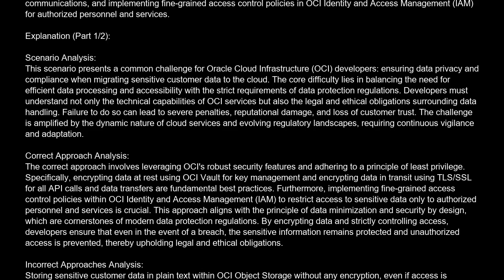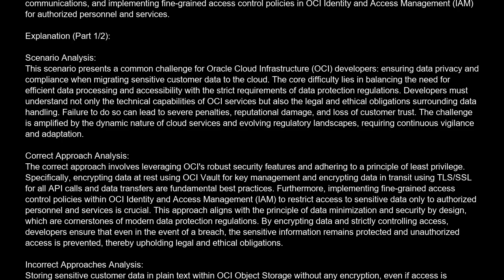The correct answer is D. Encrypting data at rest using OCI Vault for key management, encrypting data in transit using TLS/SSL for all communications, and implementing fine-grained access control policies in OCI Identity and Access Management, IAM, for authorized personnel and services.